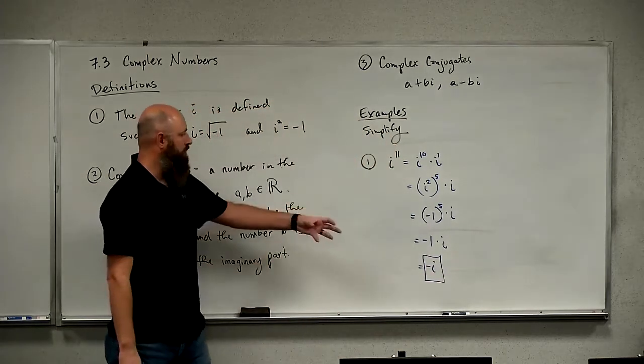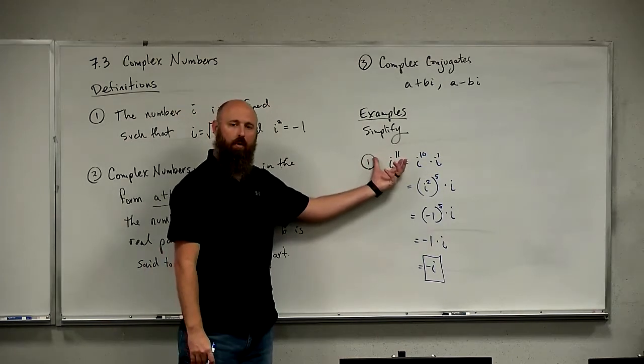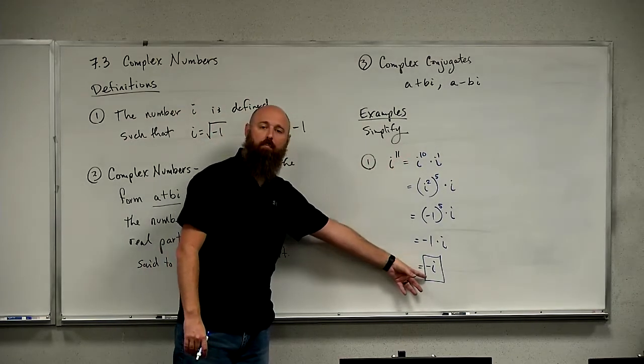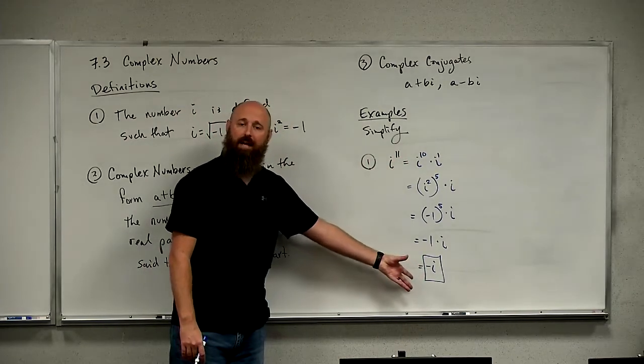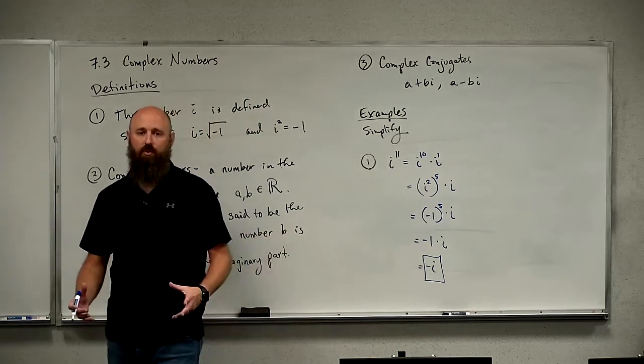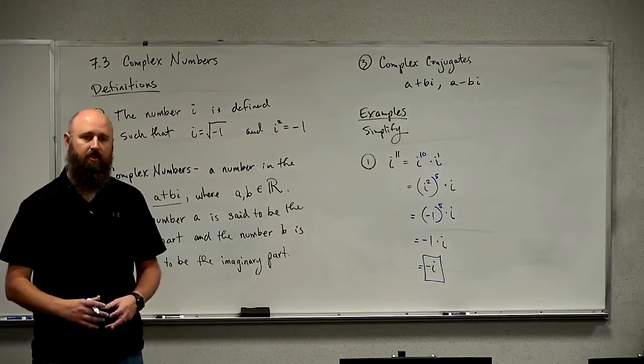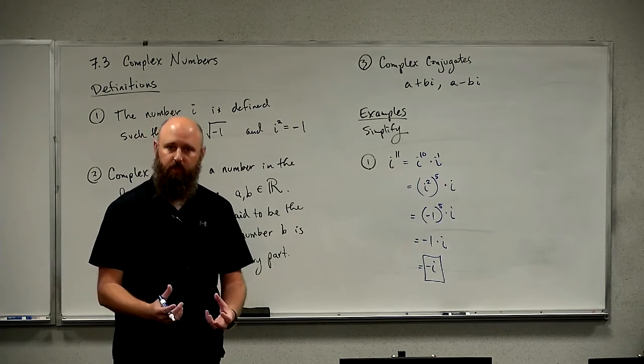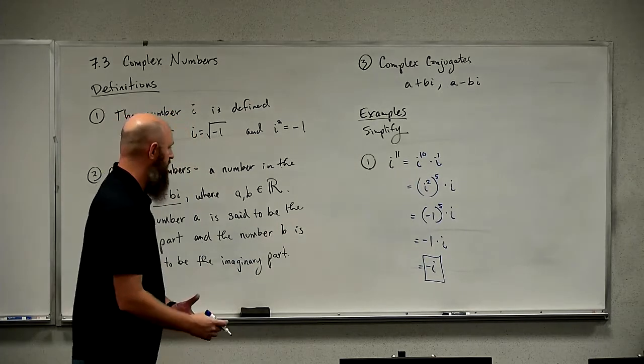So what I was able to do there is take this big ugly power and turn it into an i without a power. That's a -i, and that's okay. But we can do that, all right? And so we want to be able to break those pieces down and work from those.